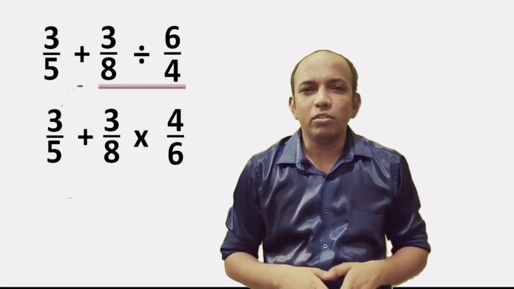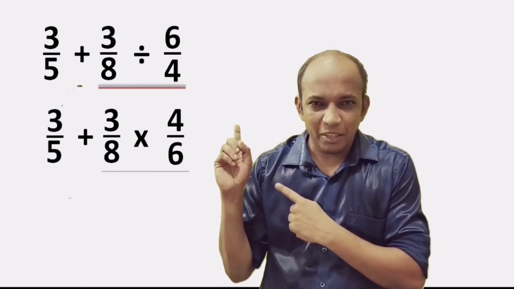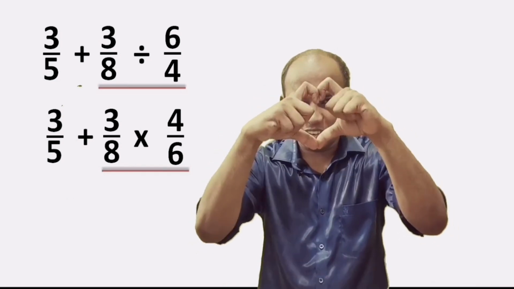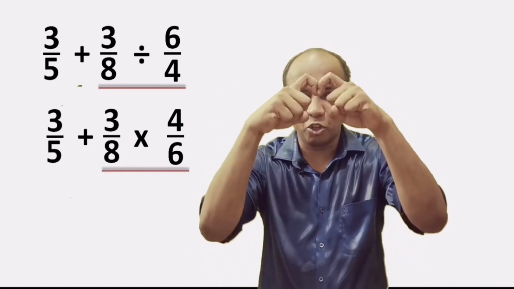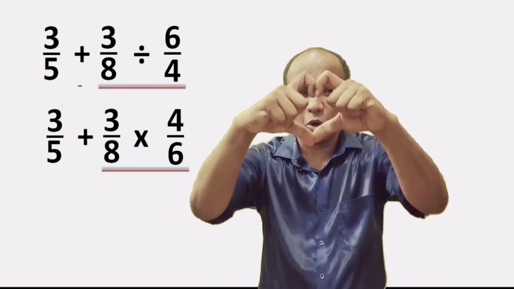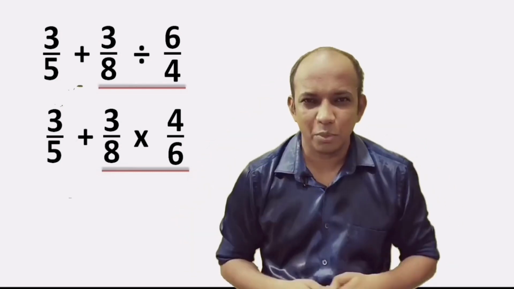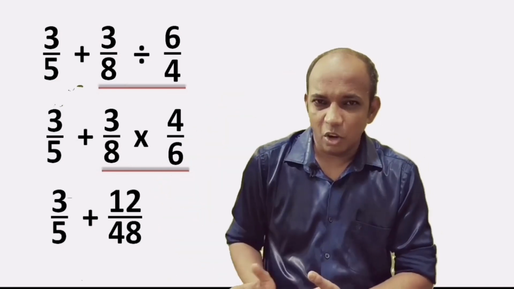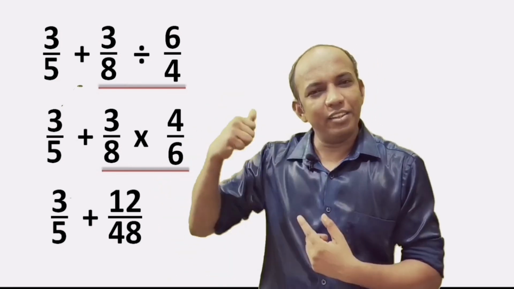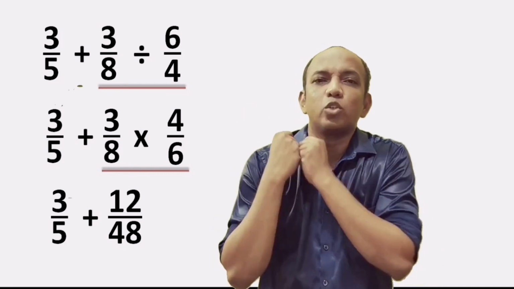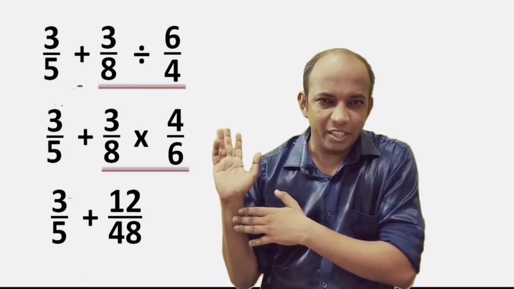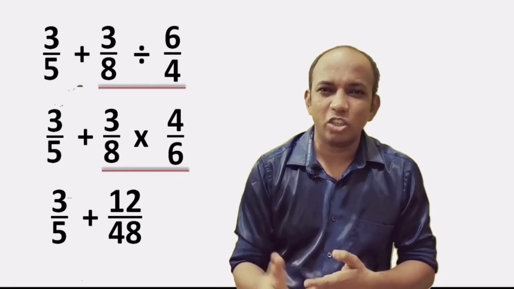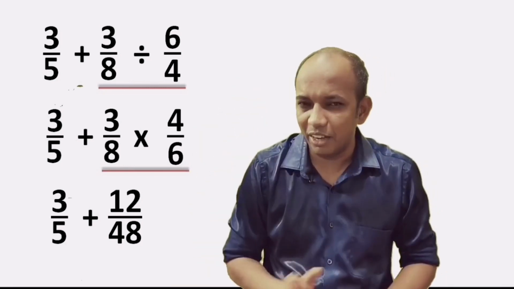Now according to the rule we have to carry out the multiplication presently over here, and if you remember the heart shape, numerator into numerator, denominator into denominator, this is the rule to carry out the multiplication. So we get 3 upon 5, first of all you write as it is, plus sign as it is, and the answer of the multiplication is nothing but 12. 3 4s are 12 in the numerator, and 8 6s are 48 in the denominator. So in short it is 12 upon 48, right?